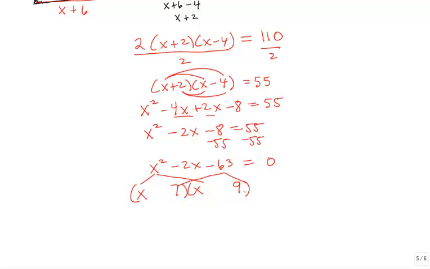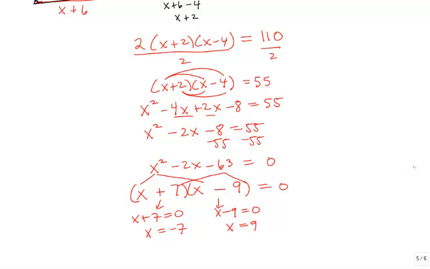So if I put 7 and 9, I need the bigger number to be the negative number so that I get a negative middle term. So I want the 9 to be minus, and the 7 to be plus, and then this is equal to 0. So now that we have it factored, we're ready to set each factor to 0. So x plus 7 will be 0 when x is negative 7. And x minus 9 will equal 0 when x is 9.